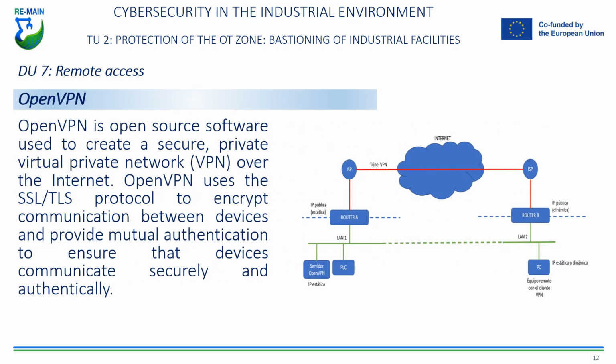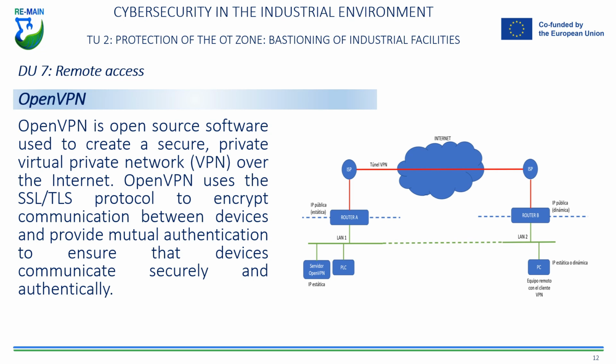OpenVPN is an open-source software used to create a secure and private virtual private network, VPN, over the Internet. OpenVPN uses the SSL/TLS protocol to encrypt communication between devices and provide mutual authentication to ensure that devices communicate securely and authentically.